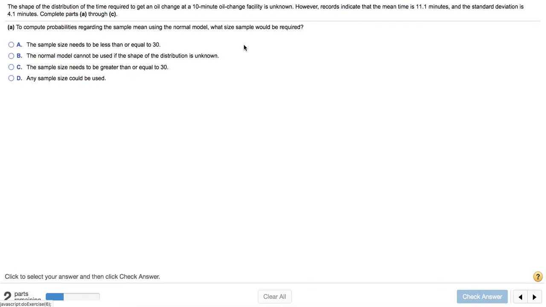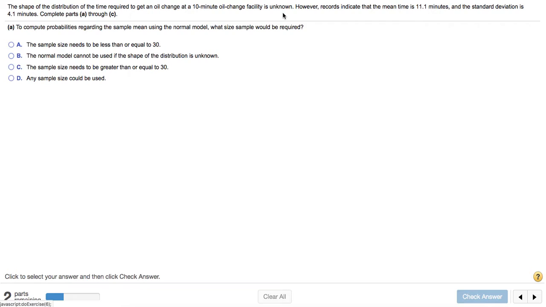The shape of the distribution of the time required to get an oil change in a 10-minute oil change facility is unknown. However, records indicate that the mean time is 11.1 minutes, with a standard deviation of 4.1 minutes. So to start with, to compute probabilities regarding the sample mean using the normal model, what sample size would be required? About the original data, we're told we don't know the shape of the distribution. We don't know if it's normal or not.